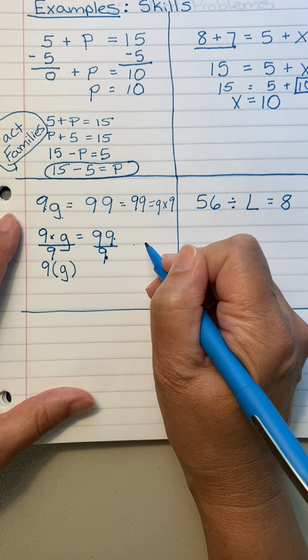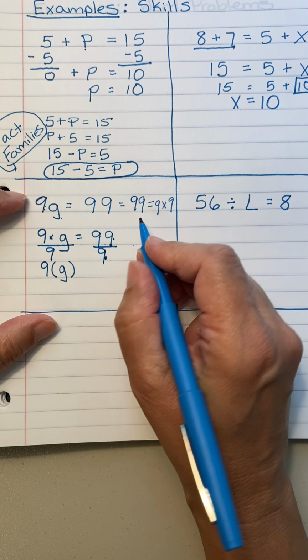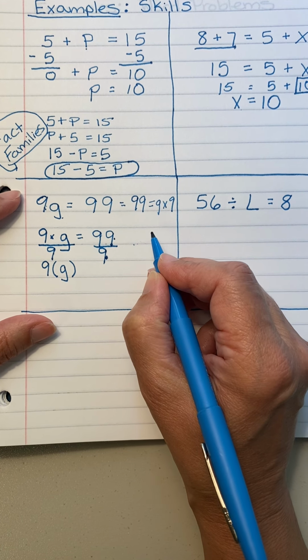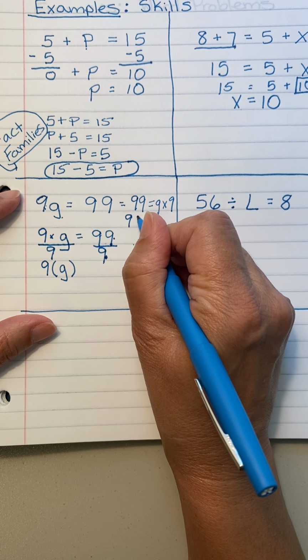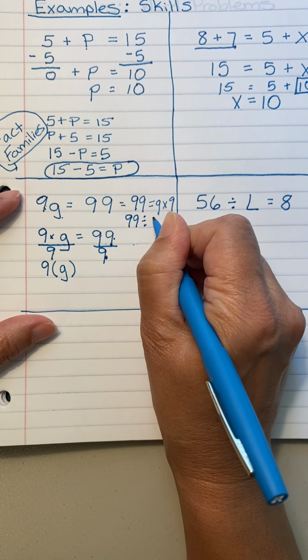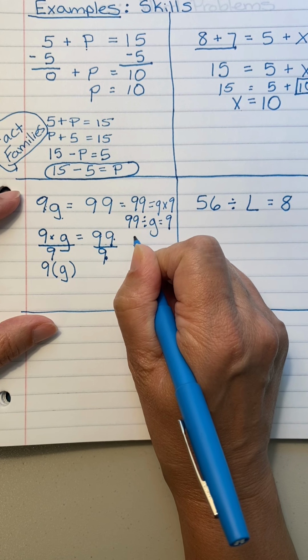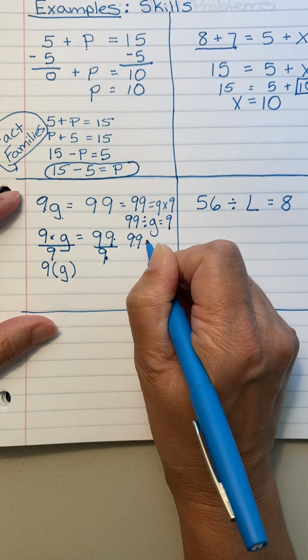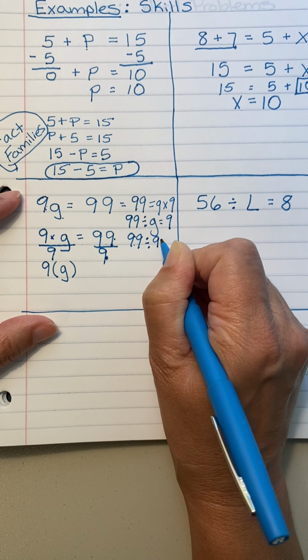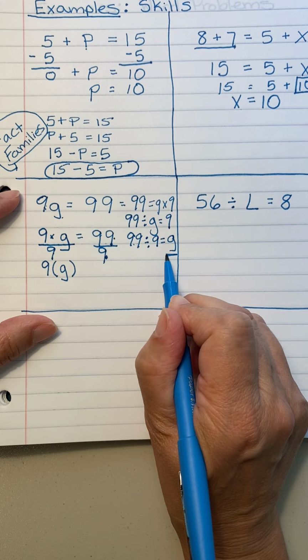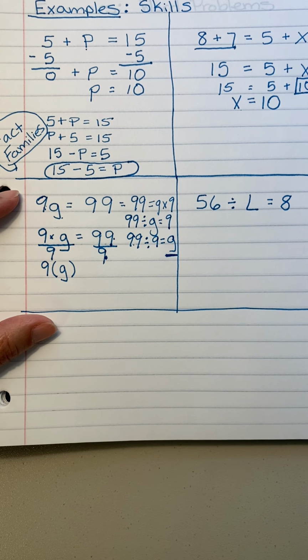So looking at the rest of the fact family, we're going to have to look at the inverse operation. So now let's look at the division part of this fact family. So I have 99 divided by g equals 9. And I also have 99 divided by 9 equals g. So I have now isolated my variable, isolated g.